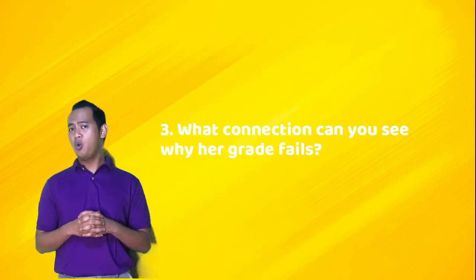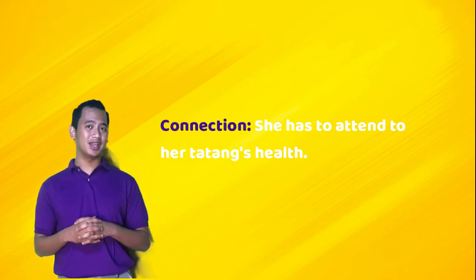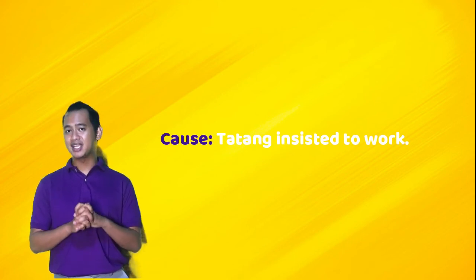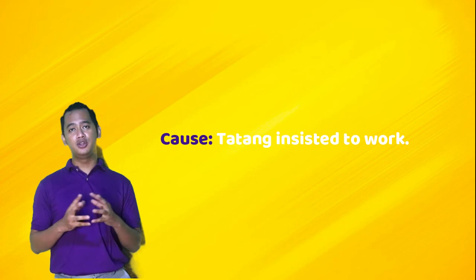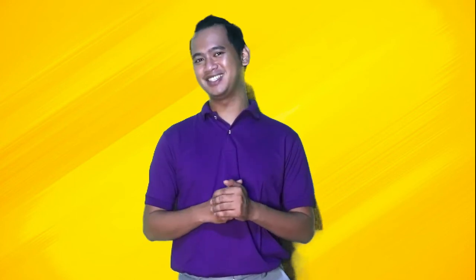For number 3, what connection do you see why her grade fails? Her grade fails because she has to attend to her Tatang's health. Thus, she cannot focus on her studies. Let's have number 4. What is the main cause of the problem? That's right. The main cause of the central problem is when Tatang insisted to work at farm, though his lungs are weak. That's impressive. Keep up the good work, class.